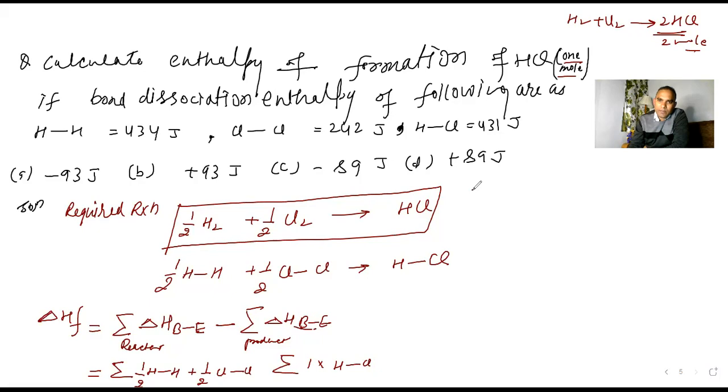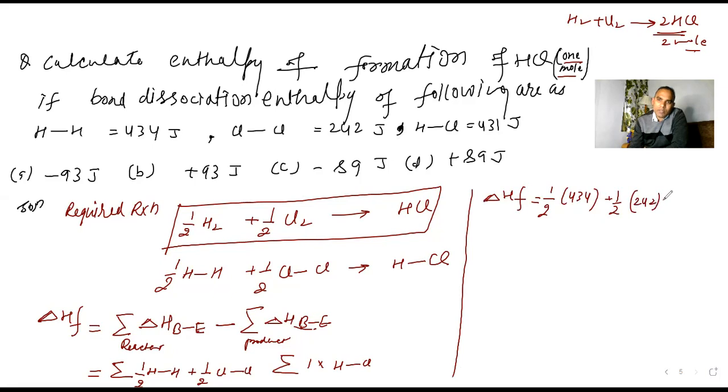So here you see, delta H f is equal to the bond energy of reactant. The H H bond is there, how much? 1 by 2 of the H H bond, you see how much? 434. So 434 plus 1 by 2 Cl2. For Cl2, they have given how much?